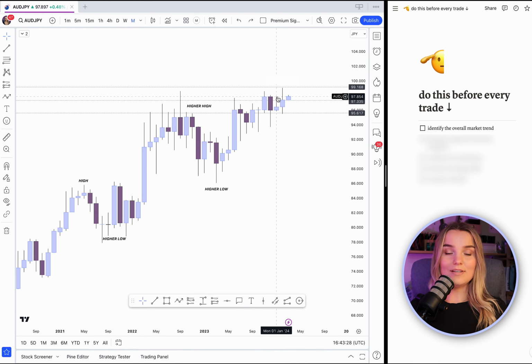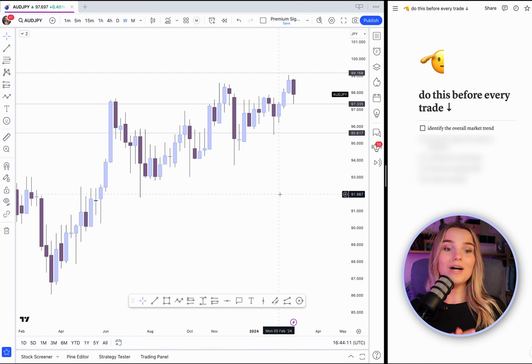So what you essentially want to do next, once you confirm that on the monthly, is go down to the weekly. Once you are on the weekly chart, you want to confirm the same market structure. If you're seeing higher highs and higher lows being formed, it means that the long-term trend is holding up and you are confirming that the bullish momentum is still here.